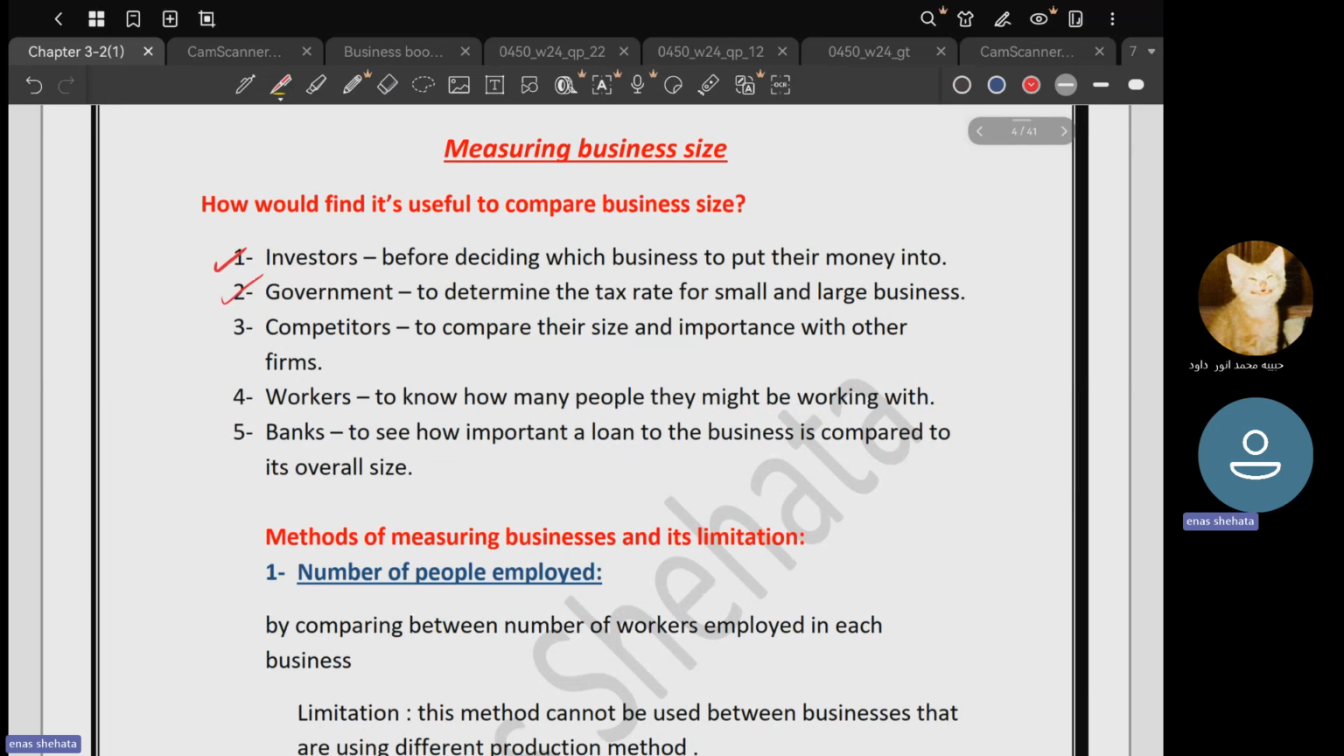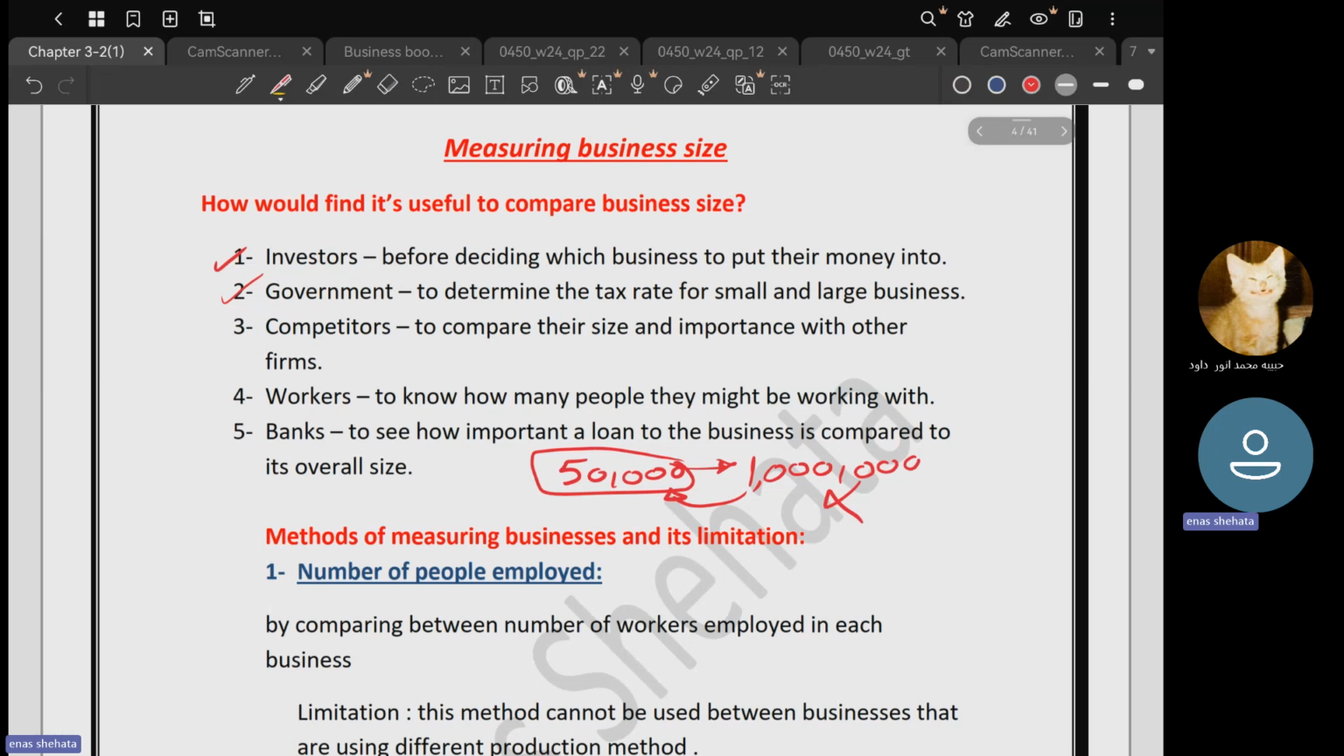before you are employed by them. Banks. Banks also need to know the size of your business in order to know how important the loan is compared to the overall size of your business. For example, the total value of your business is $50,000 and you need to take a loan of $1 million. This 1 million loan is much bigger than the size of your business. So how can this small business repay $1 million? Of course you cannot, so I will refuse to give you this loan.